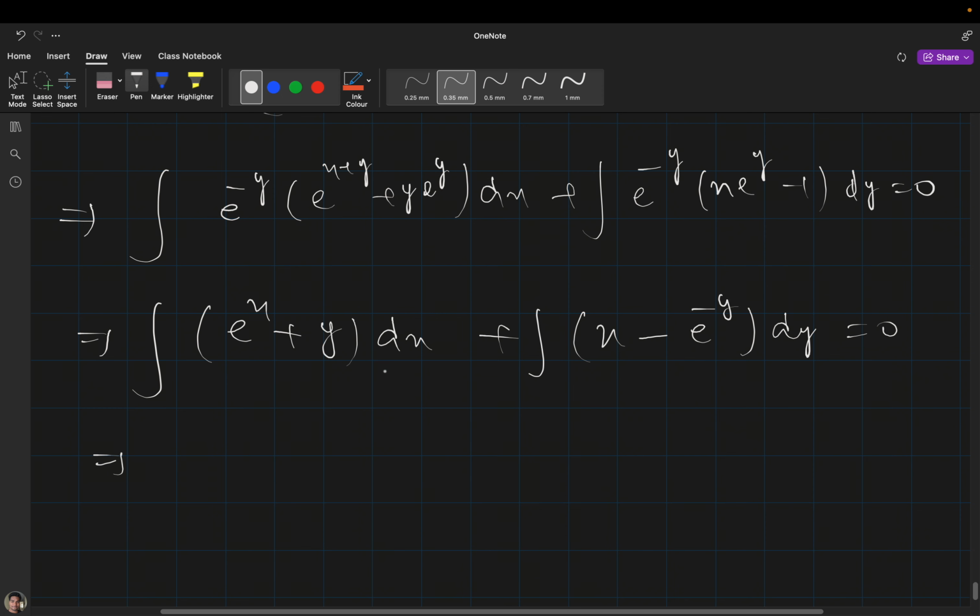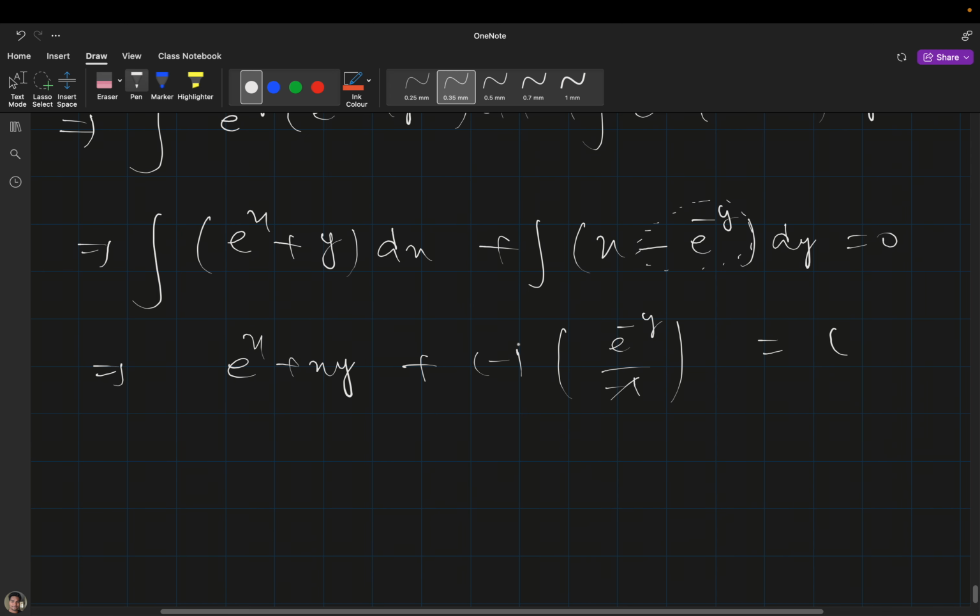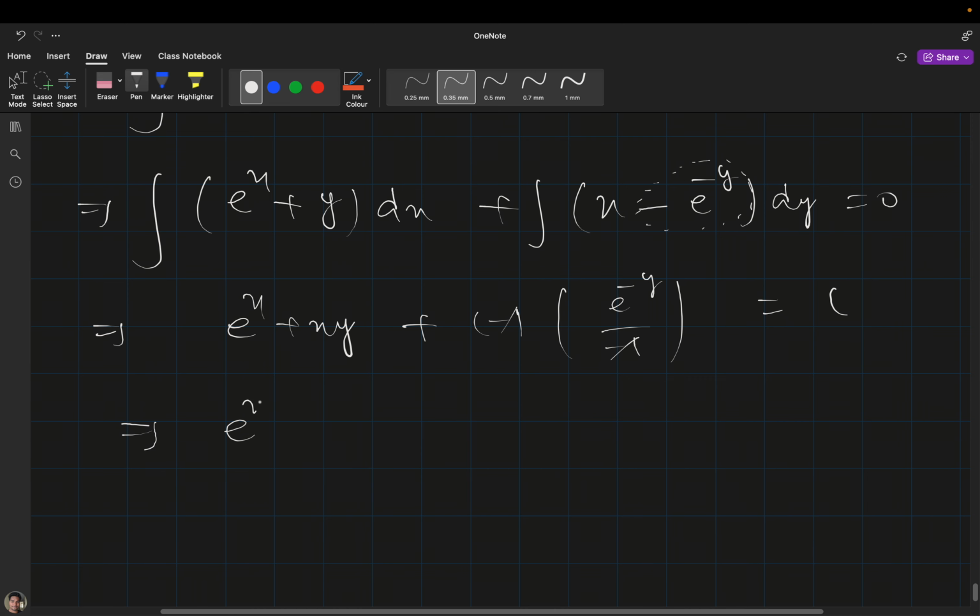Since I have to integrate this by taking y as a constant, you will get e^x + xy, and then you integrate those terms of N which are independent of x. The independent of x term is only this, so you will get minus, and this will be e^(−y) minus 1 equal to c. So this will be cancelled out. You will get e^x + e^(−y) + xy = c. This is the solution.